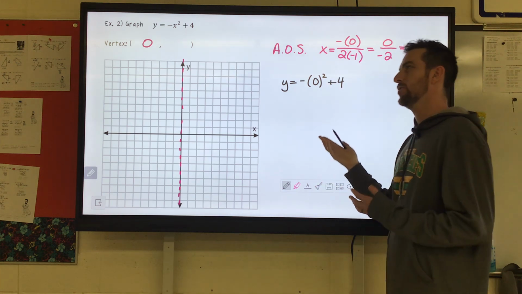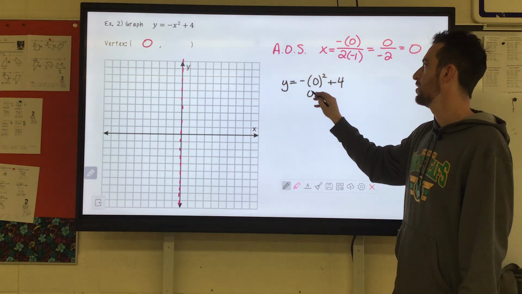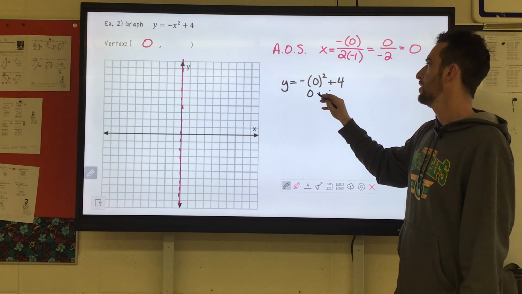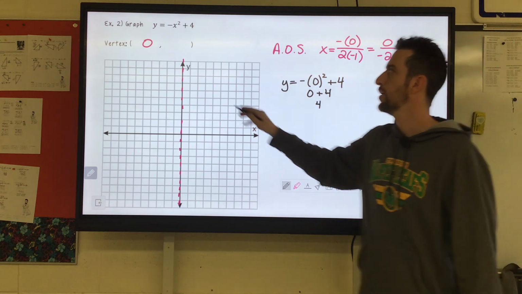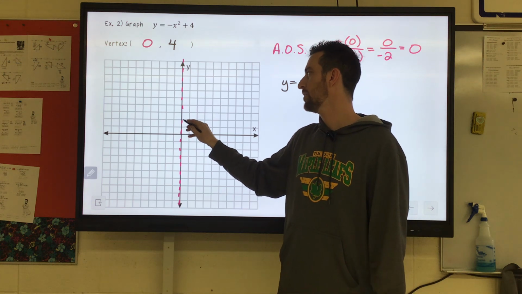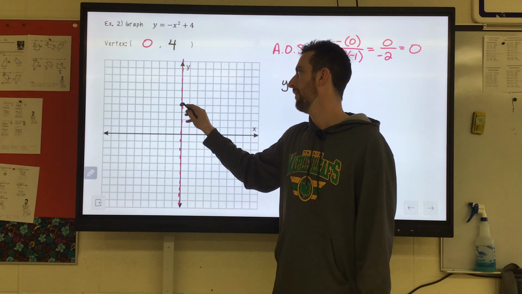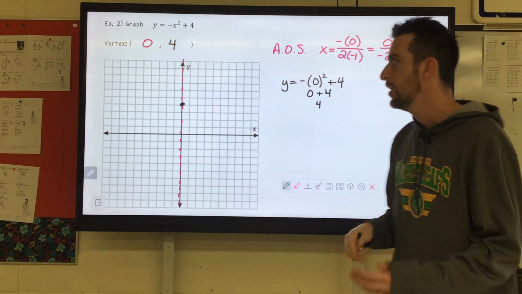Now 0 squared is 0. Again, there's no such thing as negative 0. It's just 0 plus 4. Man, I don't know what's going on with the board today. Is 4. So the y-coordinate of our vertex would be 4. So give yourself a vertex at 0, 4. Again, the a is negative, so this is going to be upside down.